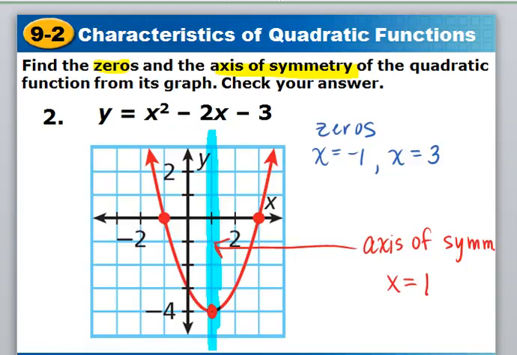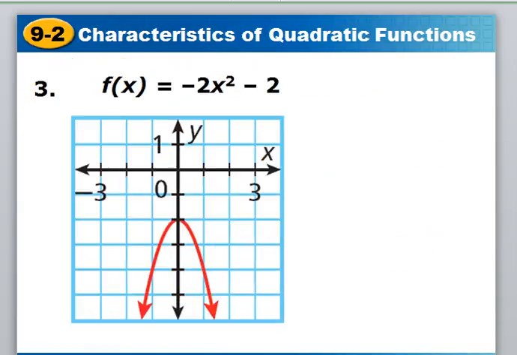Let's look at a few more examples here. Let's go ahead and find the zeros and then the axis of symmetry on each one of these. So the zeros for this problem: if you look at the x-axis, it never crosses the x-axis, so there are none. There are no zeros.